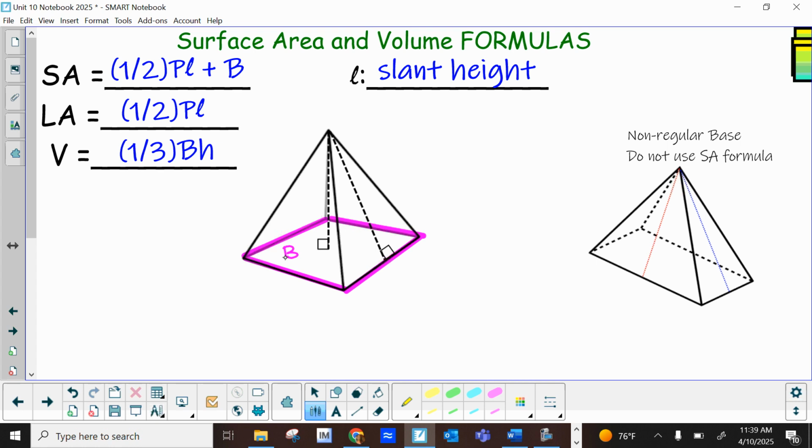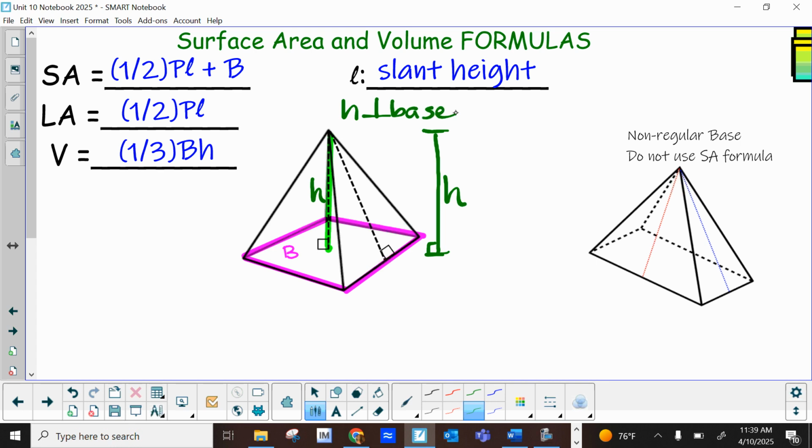Okay, your height is going to always be perpendicular to the base. So that's that green segment right there. So I'm going to label that H. So H is your height. Now sometimes the height is also displayed out here like this. Okay, so it could also be displayed out there. All right, so your height is perpendicular to the base always. So let's actually write that down. Height perpendicular to the base.